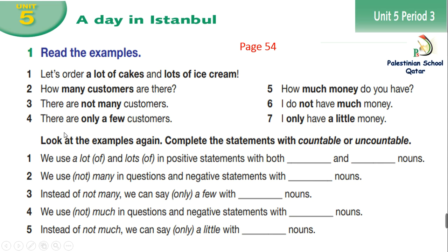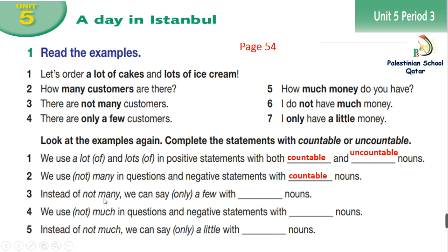Now look at the examples again. Complete the sentence with countable or uncountable. Number one, we use a lot of and lots of in positive sentences with both countable and uncountable nouns. Number two, we use not many in questions and negative sentences. We use many with countable nouns.